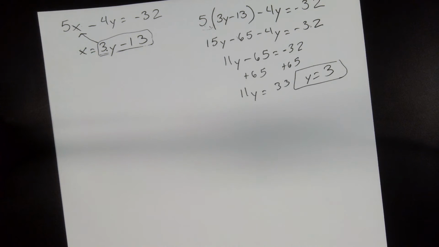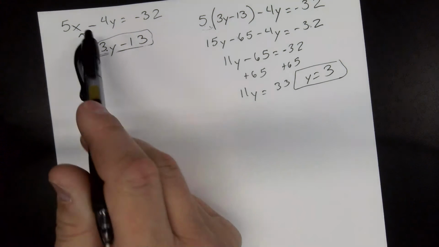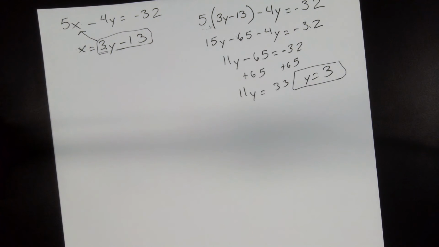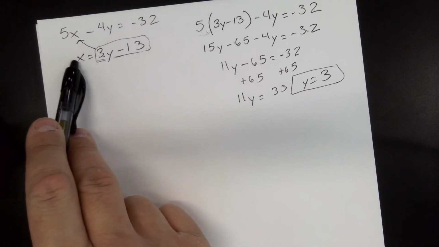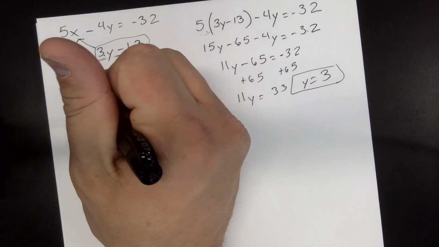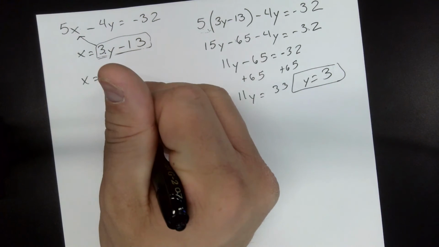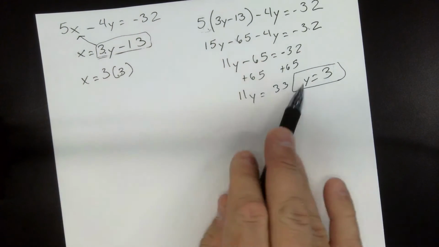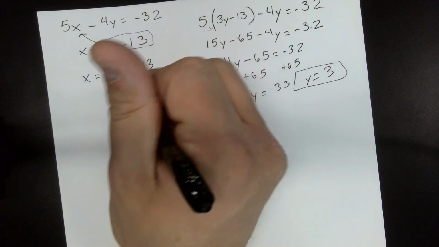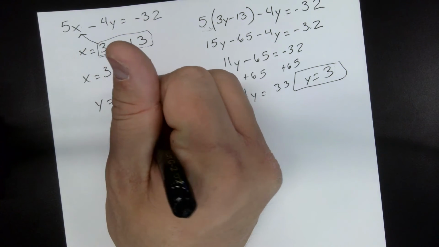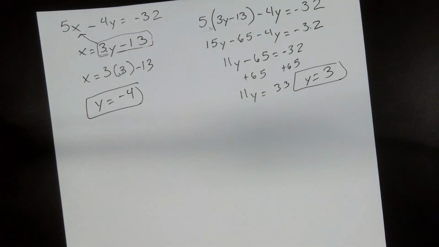What do you think I do with that 3 now? Which equation would you plug it into? The top or the bottom? Bottom. Don't plug it into the top. We had to solve for x, so all we're going to do is x equals, we have y equals 3, so we have 3 times 3, we plug in that 3 back in, minus 13, or x equals negative 4 is your solution. I said x, see? It's been x the whole time.